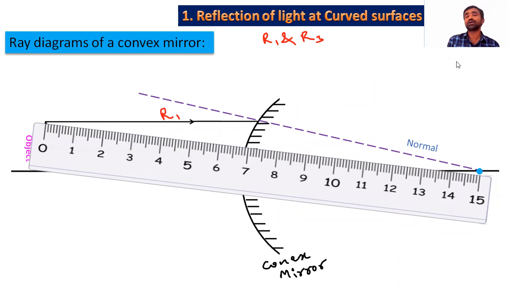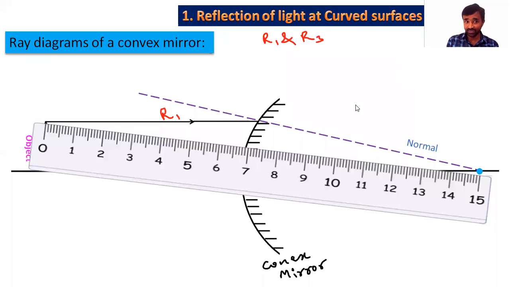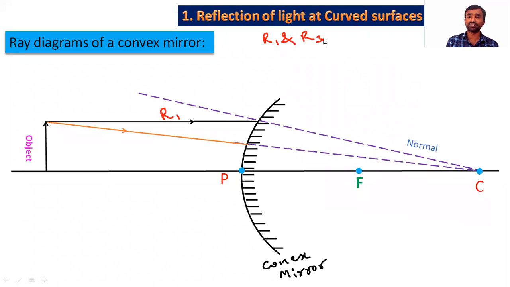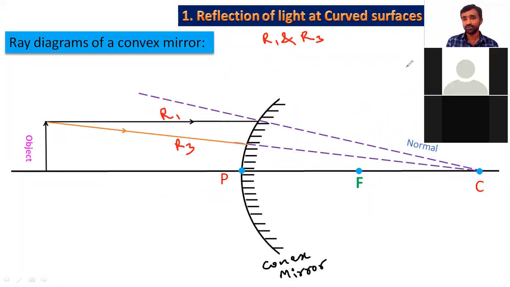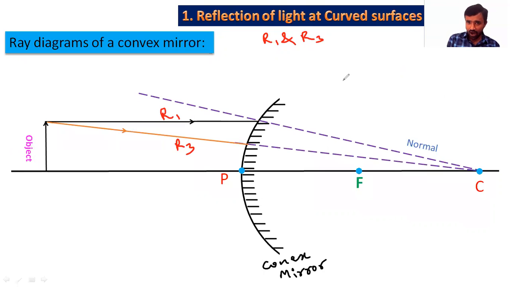Is it clear how to construct R3? How to place the scale to construct R3? Look at the screen, right? Then draw the incident light ray from the same point of the object. This is R3. See, directed towards the center of curvature. Is there any confusion in drawing R3? Is there any confusion in how to draw R3 for a convex mirror? So no confusion, right? So R3 is also completed.